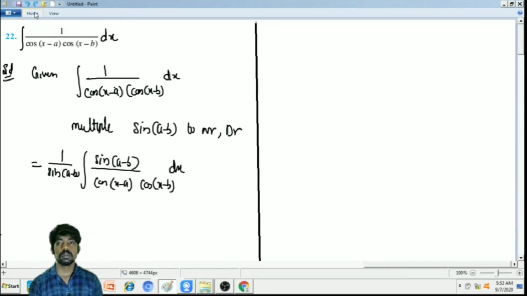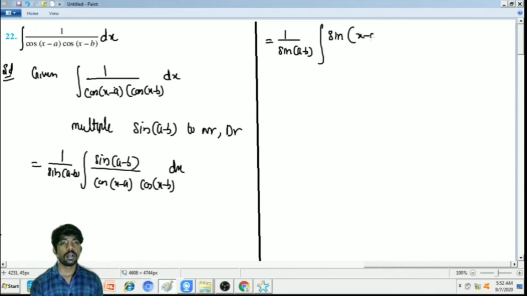So from here, 1 by sine of a minus b integration of sine of, we are adding x and subtracting x in such a way that I should get the angles in the denominator. So what I am doing here is x minus a minus x minus b. I can add and subtract x so that I rearrange it, and write it this way over cos of x minus a into cos of x minus b dx.